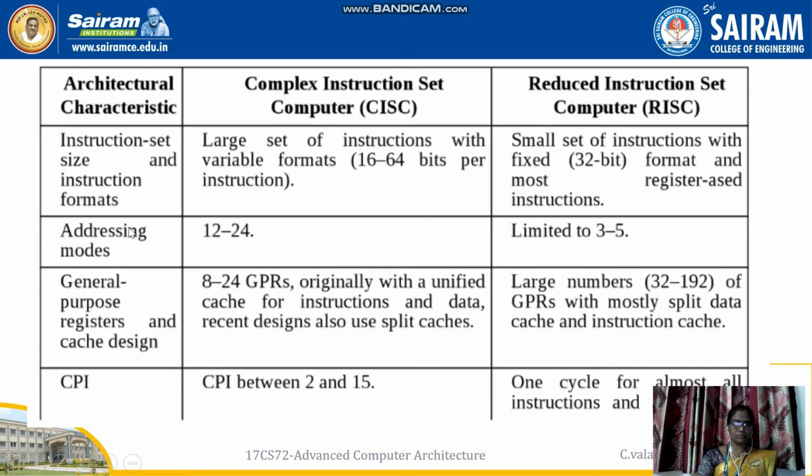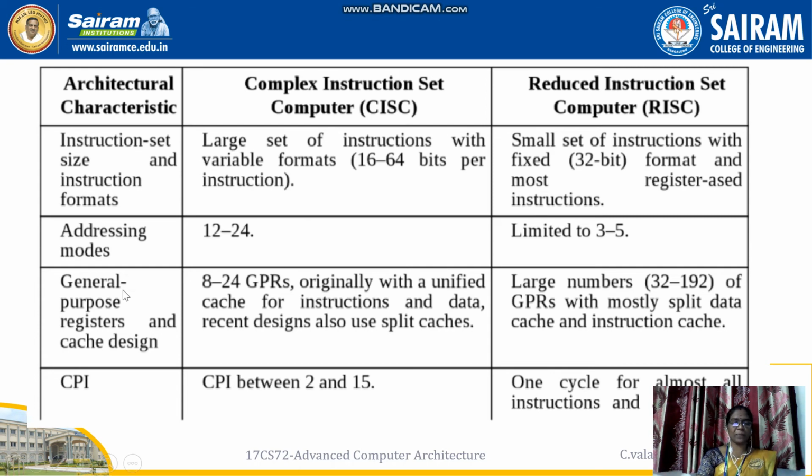In addressing modes, CISC architecture has 12 to 24 addressing modes. That means a large number of addressing modes are used in CISC architecture, whereas in RISC architecture it is limited to 3 to 5. That means only 3 to 5 addressing modes are used in the RISC architecture.